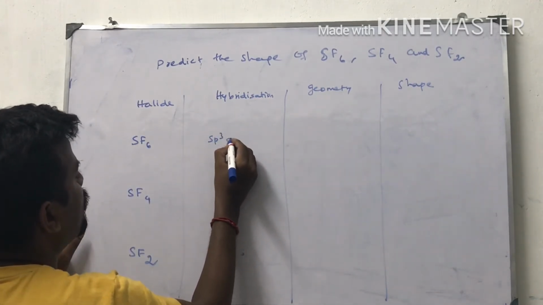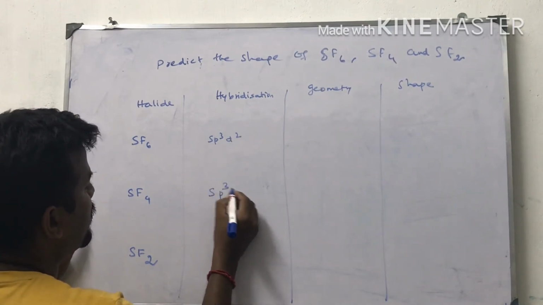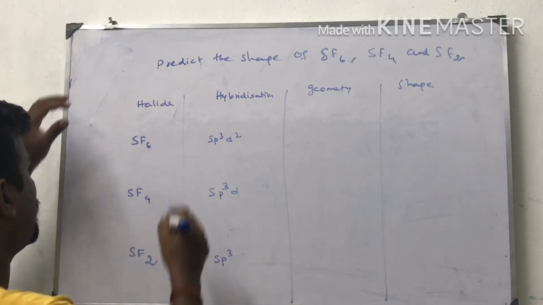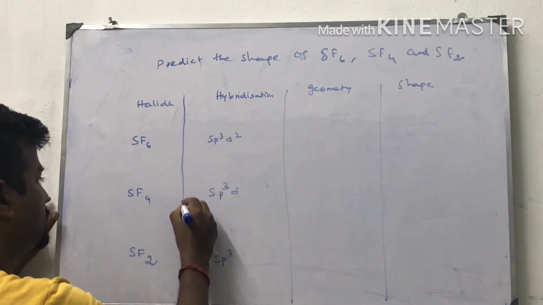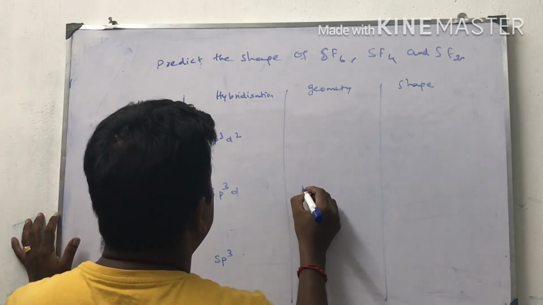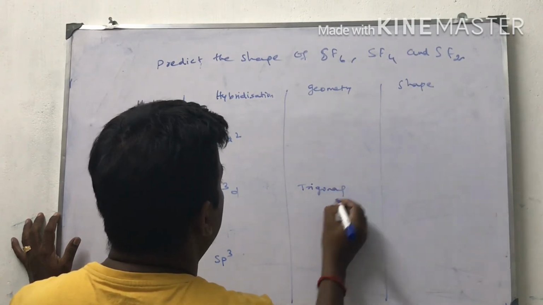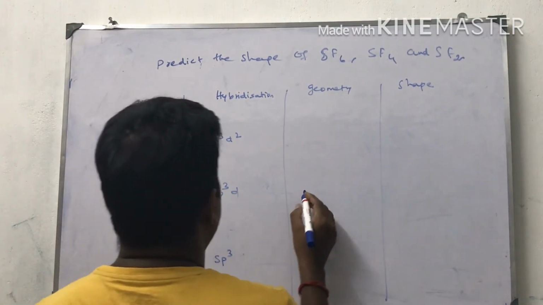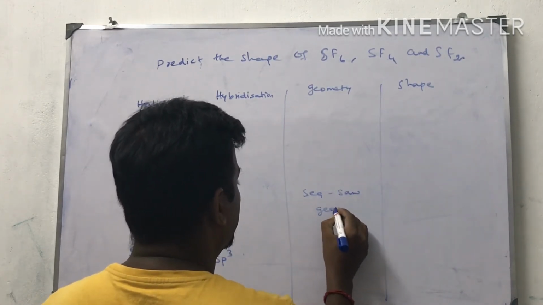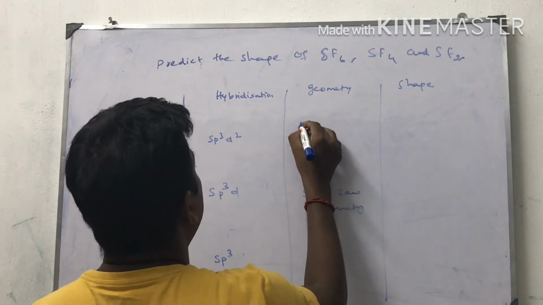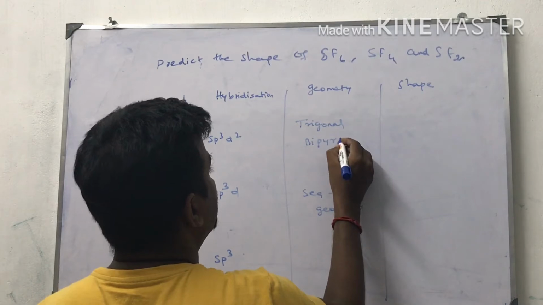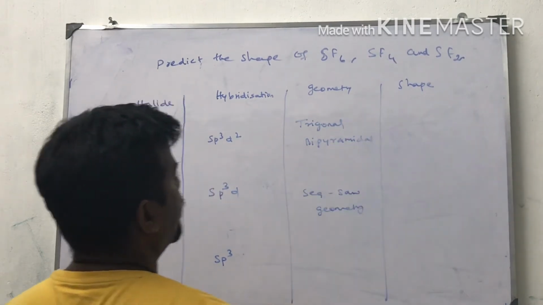Hybridization: SF6 is sp3d2, SF4 is sp3d, and SF2 is sp3 hybridization. These things we have already discussed. SF6 is octahedral. SF4 is trigonal bipyramidal, with seesaw geometry. SF4 is seesaw geometry. This one is trigonal bipyramidal shape.